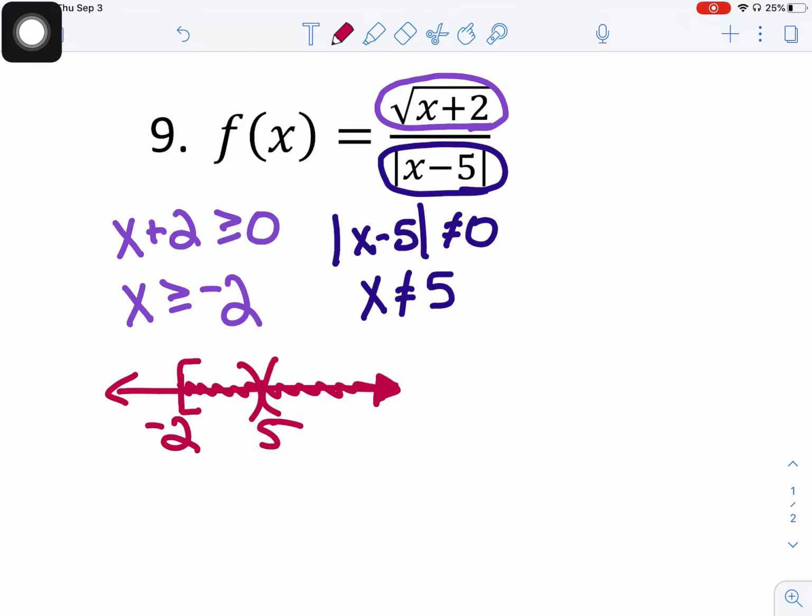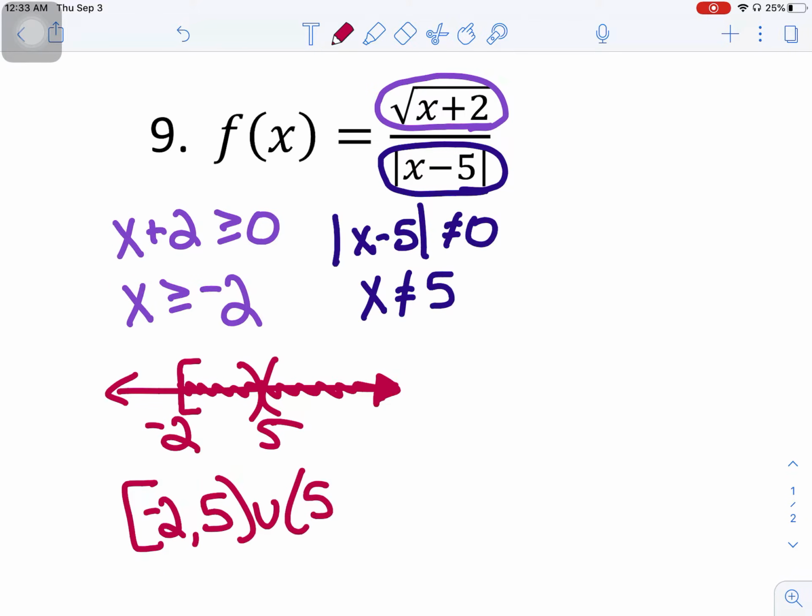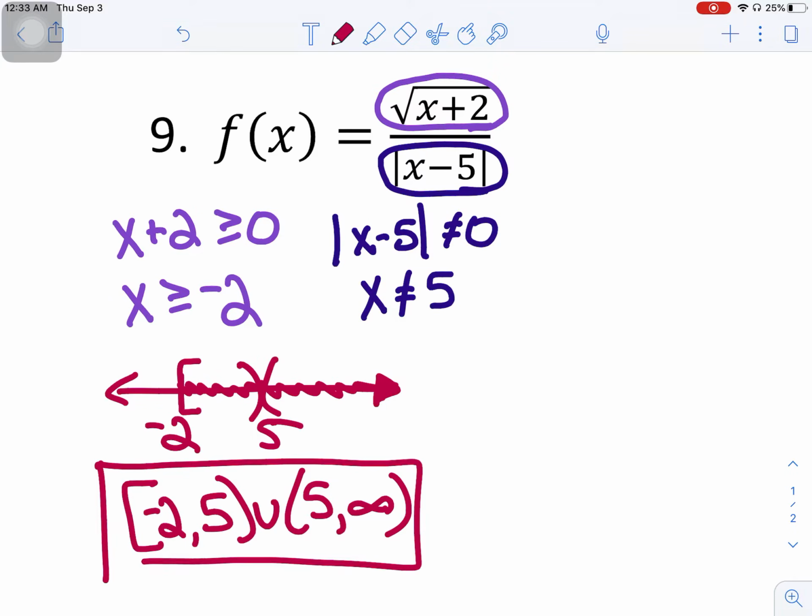Okay, it's that simple. It is not welcome in this domain because if 5 is in the domain, we're trying to divide by 0, and we don't want to do that. So -2 to 5, union 5 to infinity. All right, so this is a nice combination problem, but deal with the parts separately, right?